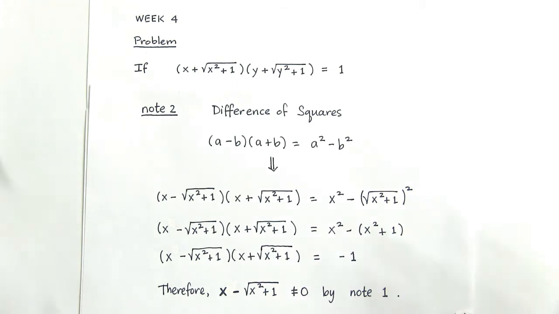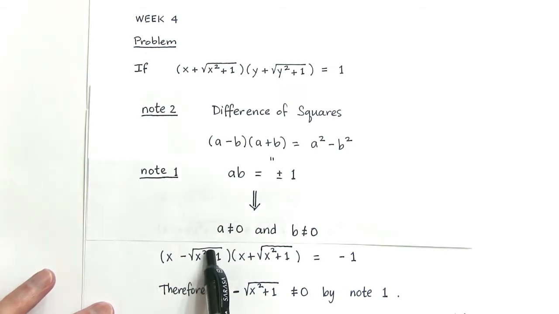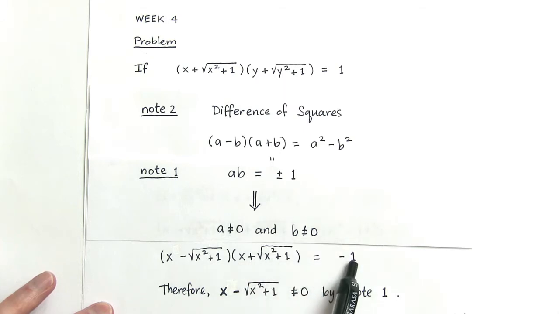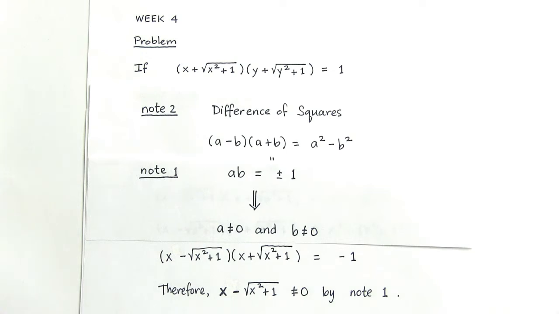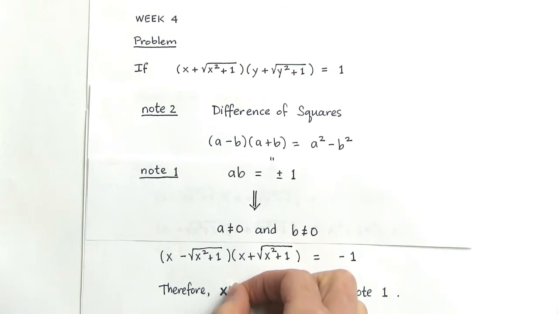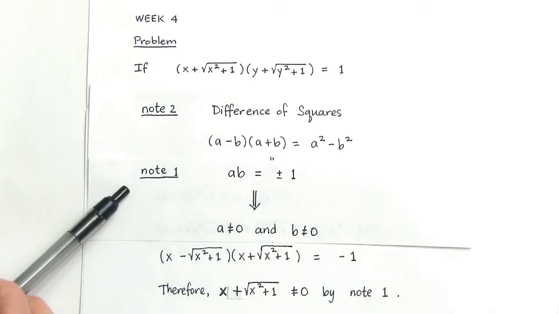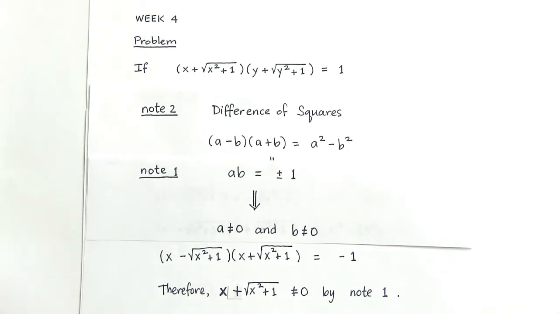Let's observe, too, that by note 1, I have proved that this quantity cannot be equal to 0, because I have a product that's equal to minus 1, and so because 0 is not a factor of minus 1, it's not possible for this quantity to equal 0. By the same token, it's not possible for this quantity to equal 0 either. I can now use these two observations, note 1 and note 2, to solve the problem of the week as follows.